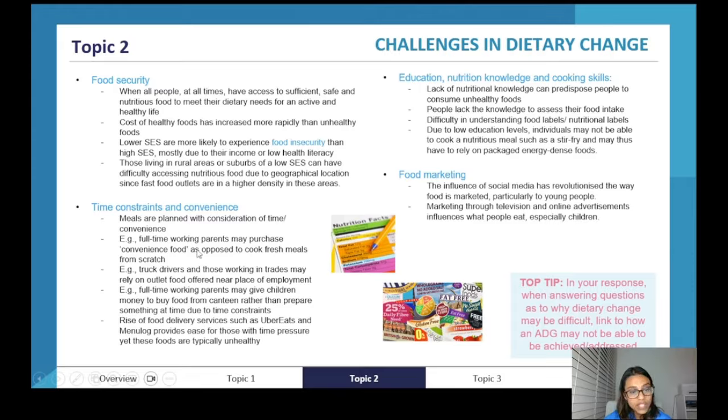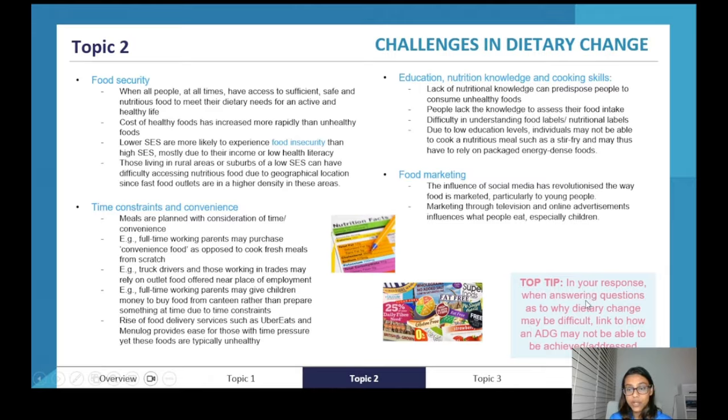So full-time working parents may purchase convenience foods as opposed to cooking fresh meals from scratch, which affects the nutrition. Sorry, that was very loud. It can affect the vitamin and mineral intake of their children and the family, and then that can relate to poor health outcomes from malnutrition and not having enough vitamins and minerals, like lack of vitamin C, poor immunity, more susceptible to diseases, and then relate that to a communicable disease. And then we've got food insecurity, education, nutrition knowledge and cooking skills, food marketing, time constraints, and convenience.